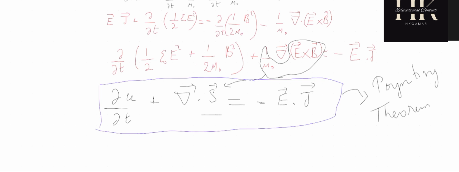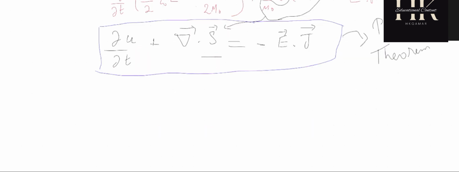And this del dot S represents the net flow, or divergence, of electromagnetic energy out of a small volume. If this divergence is positive, it means energy is leaving the volume.